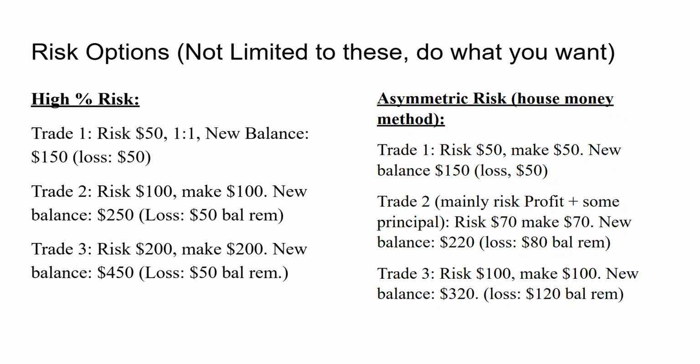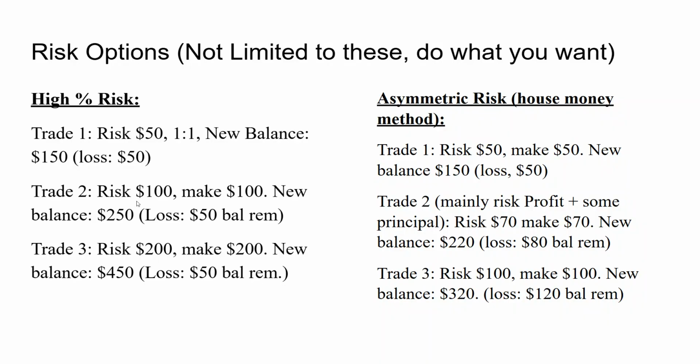But using a one-to-one, you're risking 50 to make 50. When you win, if you win, you make 150 bucks. If you lose, though, obviously it's 50 bucks that's left over. Okay, trade 2, you can risk 100 to make 100. I've done that in the past as well. If you do that, your new balance, if you win that next trade, would be $250. So you started at 100, then you're at $250 at trade 2.